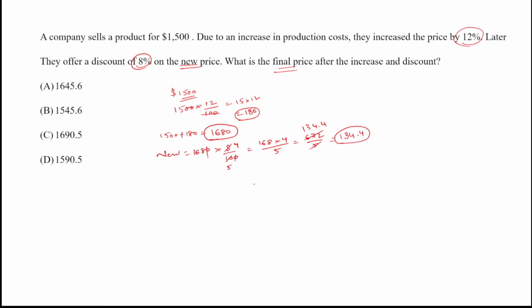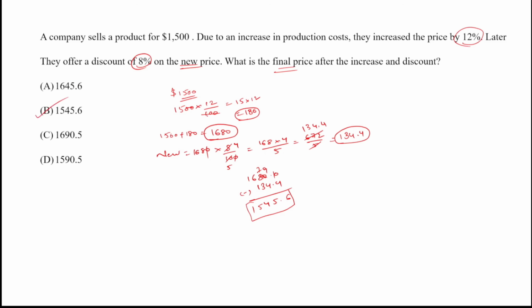So we need to remove this discount from the new price, that is 1680 minus 134.4. So we need to subtract these two values. By removing 4 from 10 we will get 6, and then here we have this 9. So 9 minus 4 is 5, and then 7 minus 3 is 4, 6 minus 1 is 5, and the remaining 1. So the final price after the increase and discount is 1545.6, that is option B is correct.